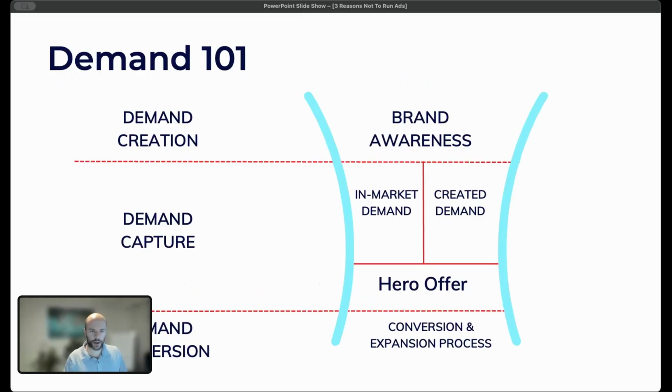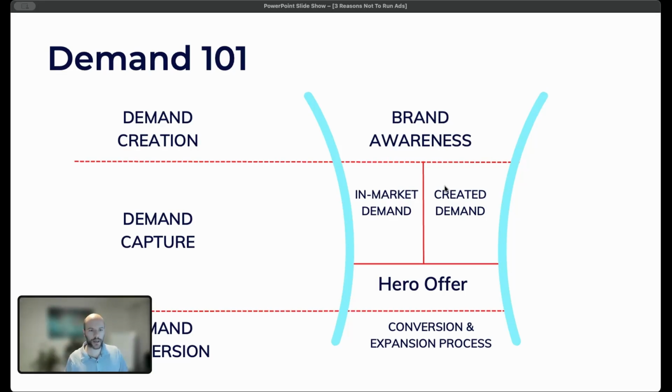So to give a quick crash course in demand, there's typically 3 stages of demand. You've got demand creation, which is essentially brand awareness, generating demand for your brand, letting people know that, hey, I exist, bringing them into your world. There's demand capture, so that's capturing people with an offer. So there's in-market demand with that, and that means simply people who are already looking for that type of solution and they just come across yours.